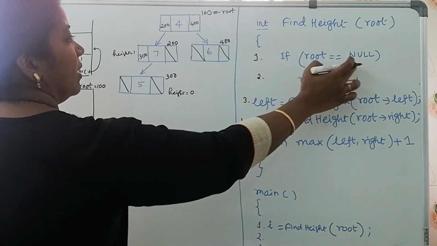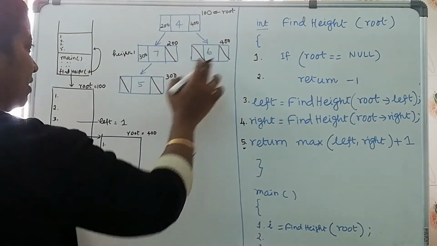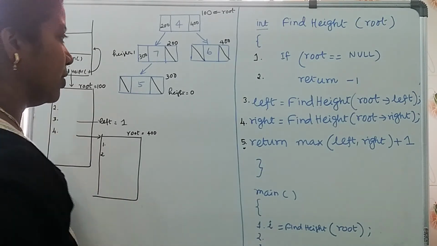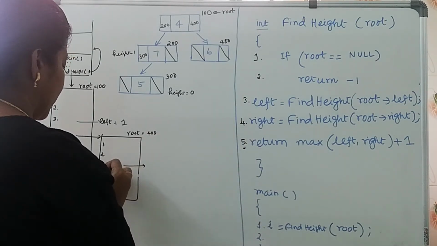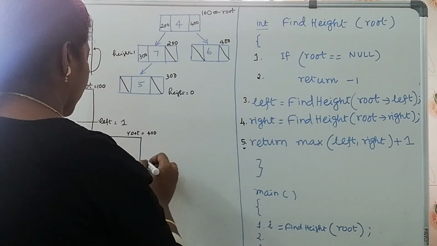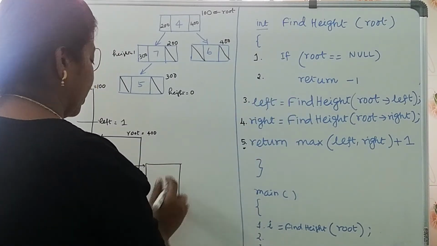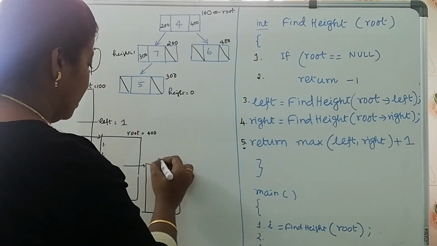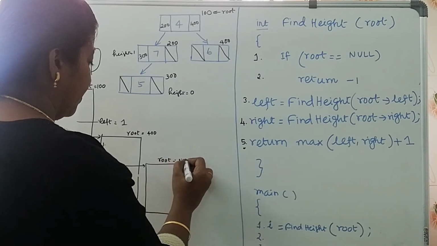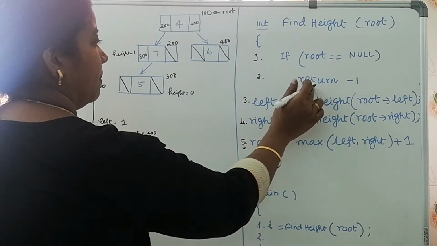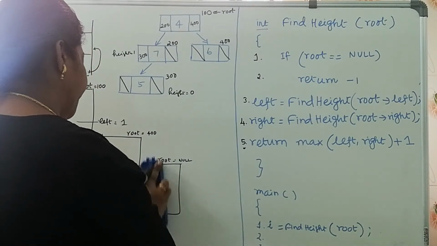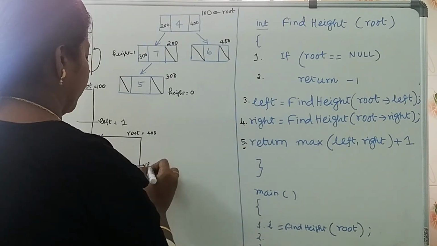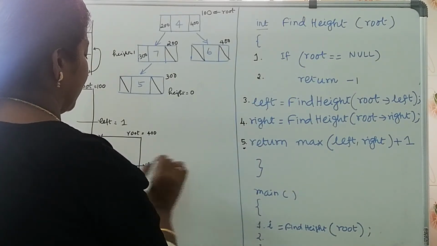Now let us check root equal to null. No, root has the value 400, so line number 2 will not get executed. Then upon executing line number 3, it will call the function again, find height of root of left. Root of left is null over here. Now root is equal to null, so it will return -1 back to line number 3. Left gets assigned as -1.